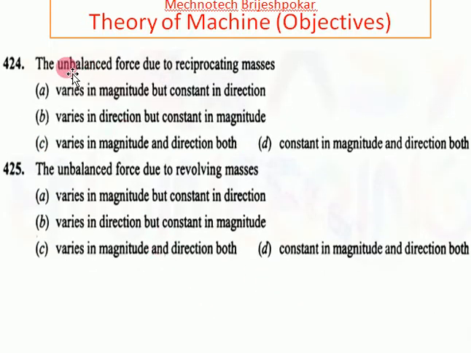Now the unbalanced force due to reciprocating masses varies in magnitude but is constant in direction. So the answer to 424 is A. Why? Because the reciprocating part moves back and forth, so its magnitude will change, but its direction will remain constant.